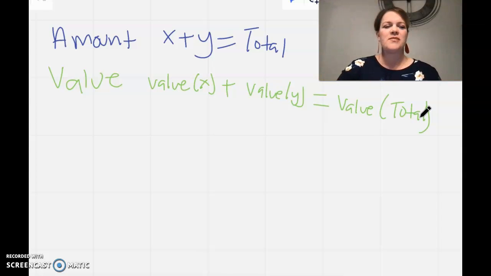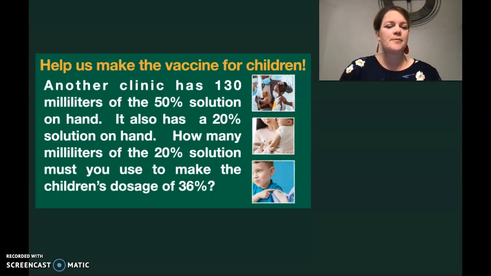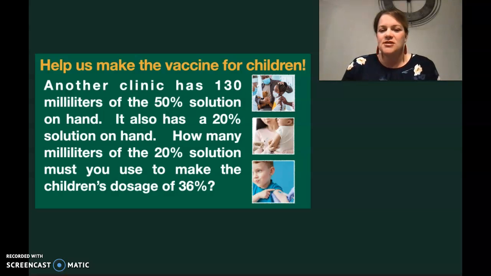But what happened in our problem here? So if we go back and look, we see that the other clinic has 130 milliliters of the 50% solution. They also have a 20% solution. How much of that 20% solution do we need to get the dosage? But they never gave us the total amount. So math models the real world, and sometimes the real world is complicated. And we need to take the knowledge and the patterns and the connections that we've seen before and apply it and tweak it a little bit and be flexible to make changes.